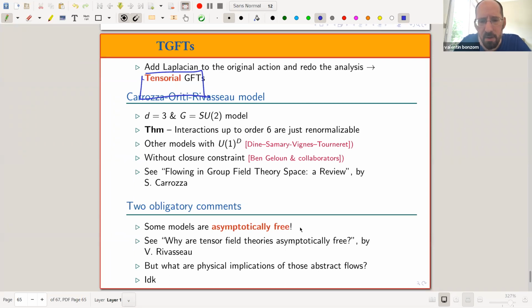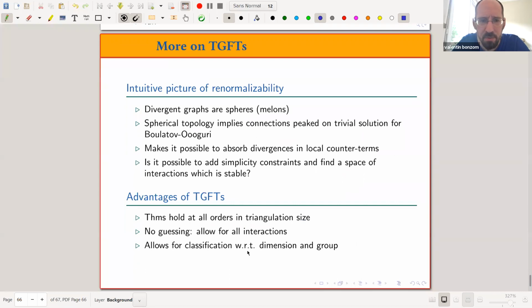And here you also have asymptotically free theories, but they are obviously non-local, if you remember Edward Wilson-Ewing's lecture. If you want to understand why they are asymptotically free, I invite you to check this short paper, eight pages by Vincent Rivasseau, Why Are Tensor Field Theories Asymptotically Free? It's just some combinatorics with quantum field theory. It's beautiful. What are the physical implications of those renormalization flows, which are kind of abstract? I do not know, and I don't think anybody really knows.